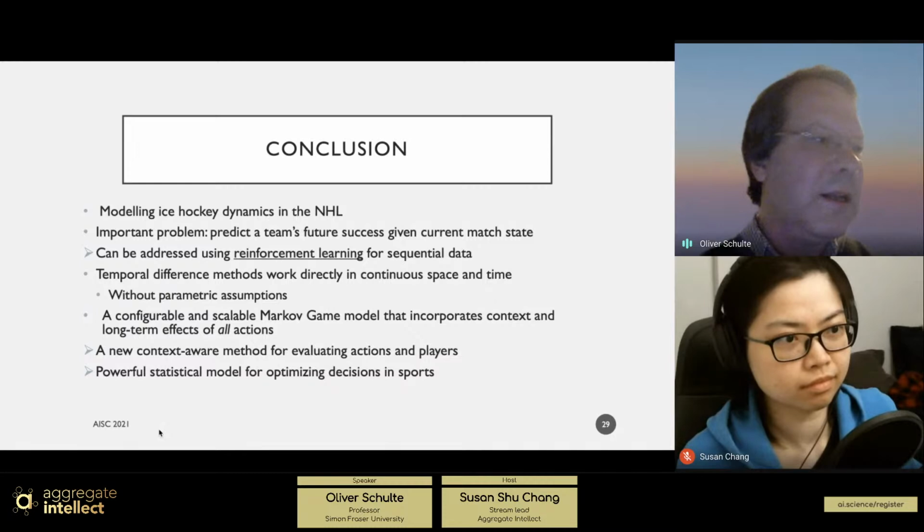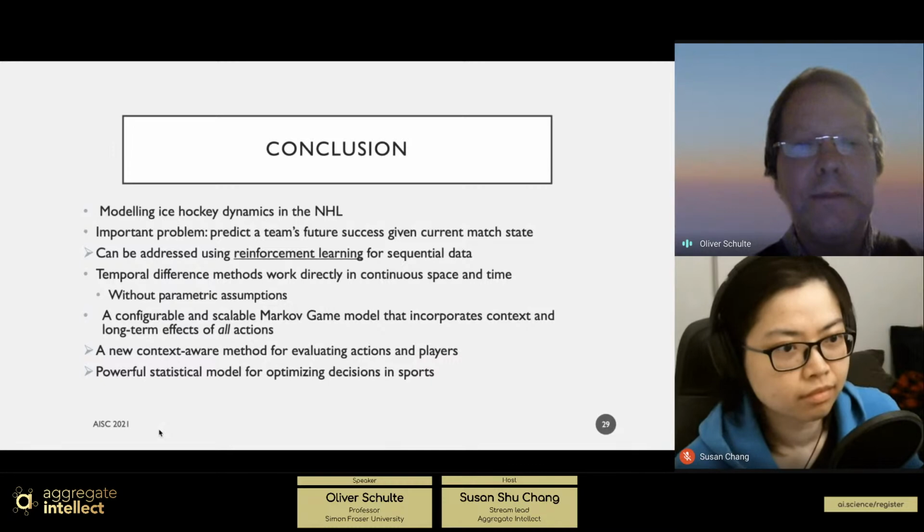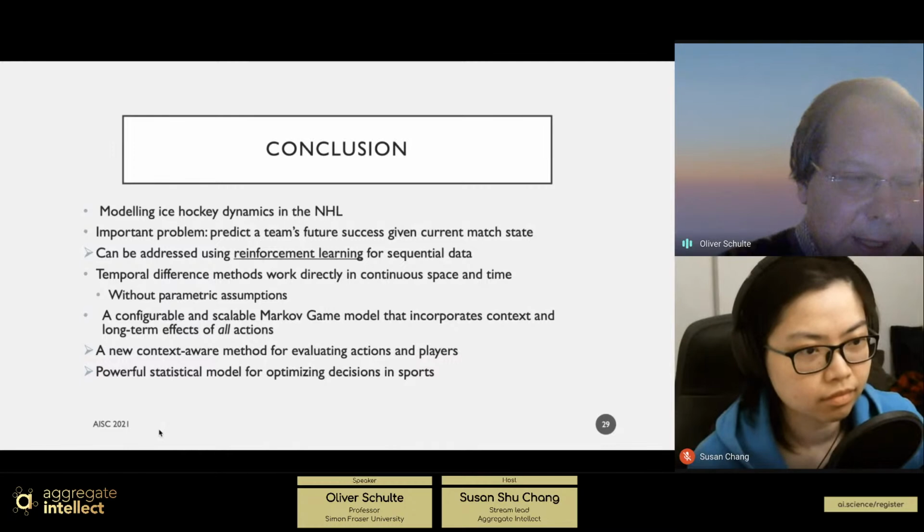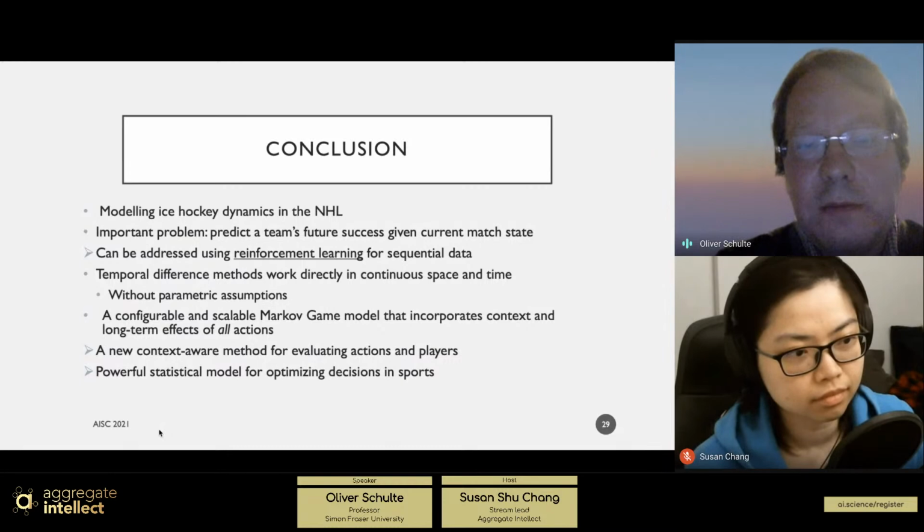So in general, we use the Markov game model to model ice hockey dynamics in the NHL. And the key problem that we looked at is how to predict a team's future success given the current match state. That's very similar to the key problem that reinforcement learning looks at, which is learning a value function.